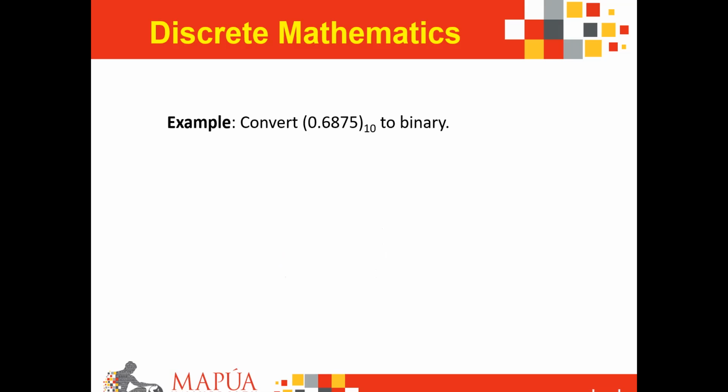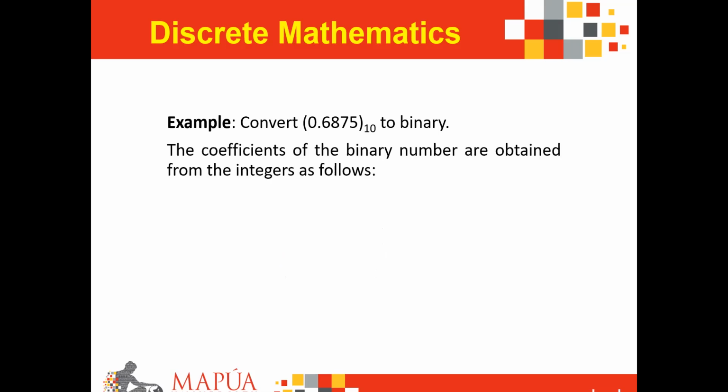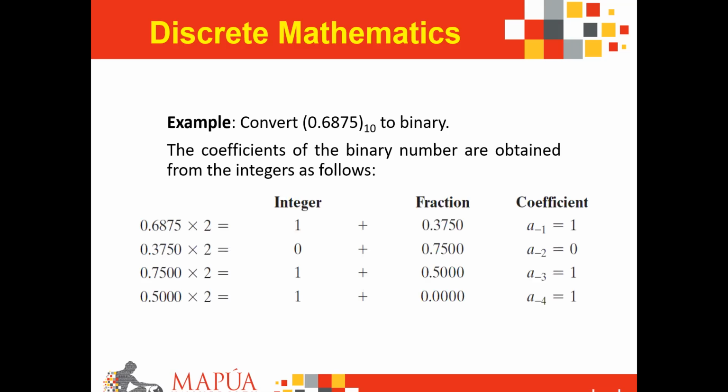Let's try to convert 0.6875 base 10 to binary. When we do that, we simply multiply 0.6875 by 2. You end up with 1.375. You get the whole integer 1, and then the remaining fraction 0.375 is multiplied by 2 again. If you multiply that by 2, you end up with the product 0.75. Therefore, your whole integer value there is 0 with a fractional part of 0.75.